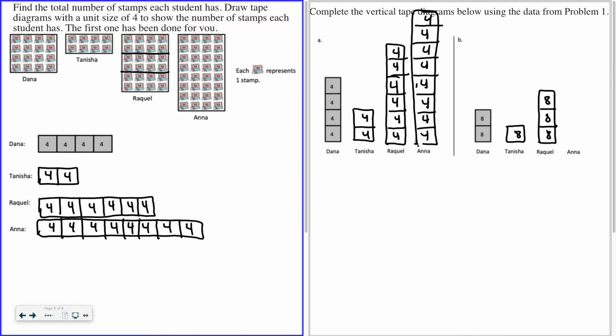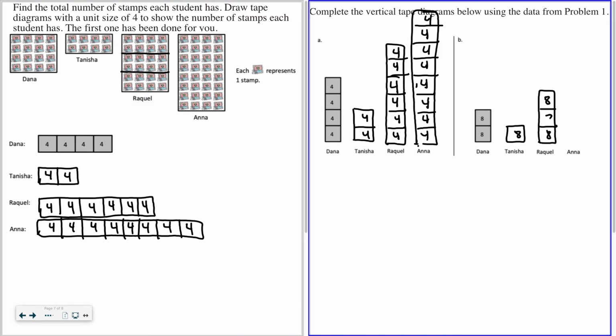So using that same idea, pause the video and try and figure out how many parts or unit sizes of 8 will we need to represent Anna's stamps. So pause now. When you're ready, press play to check if you got that amount correct. All right, welcome back. So I'm actually going to need 4 for Anna because 8 times 4 is 32.